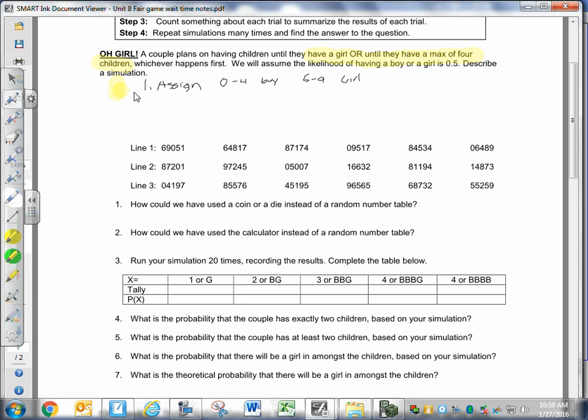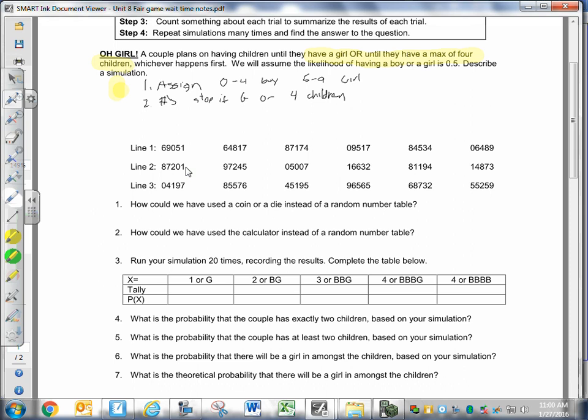Number 2. This is how many numbers we're going to look at. Well, we don't look at a select amount of numbers. We will just say we will stop if we have a G or 4 children, which could be 3 boys and a girl or just 4 boys.